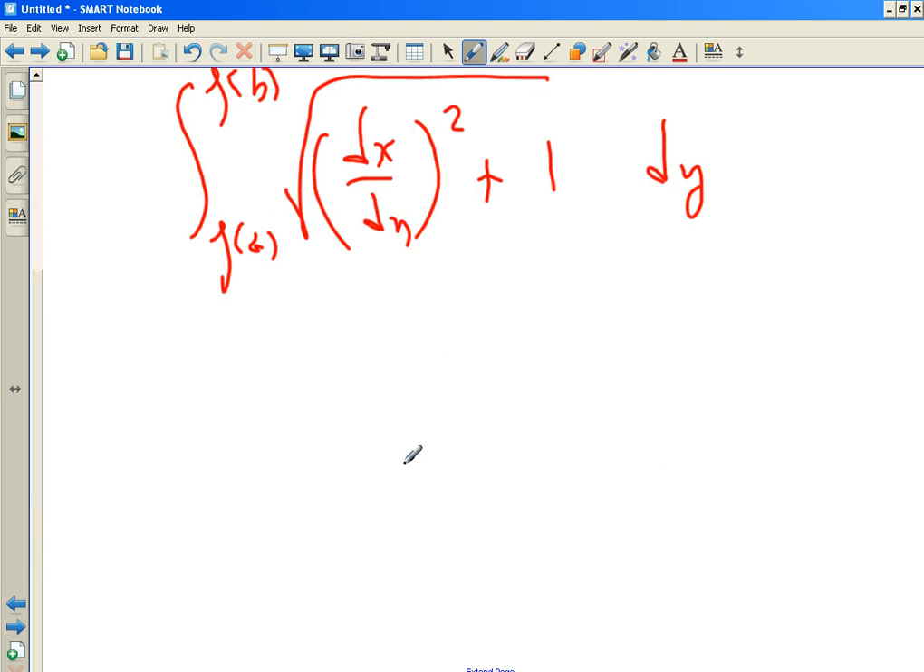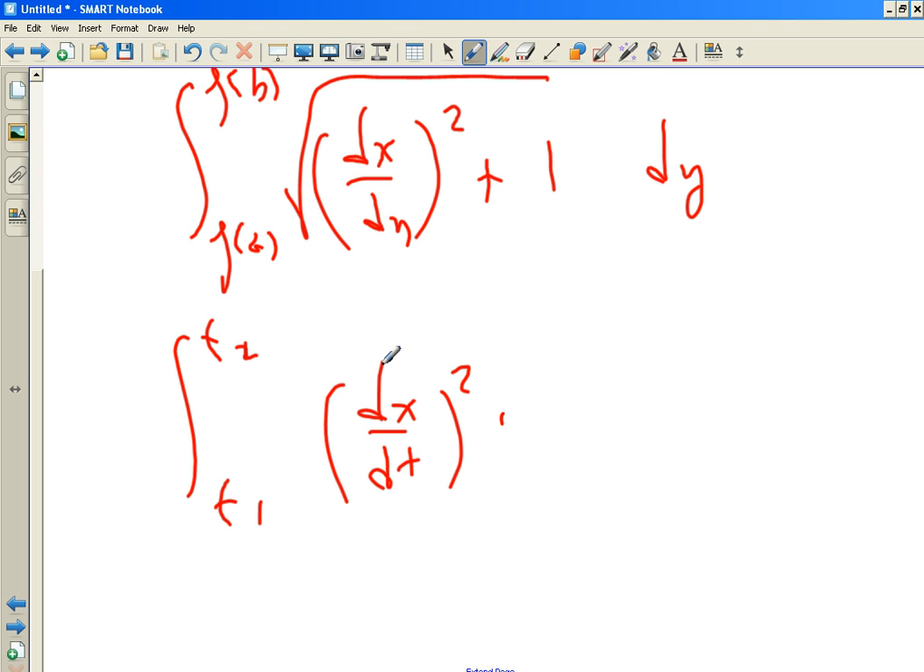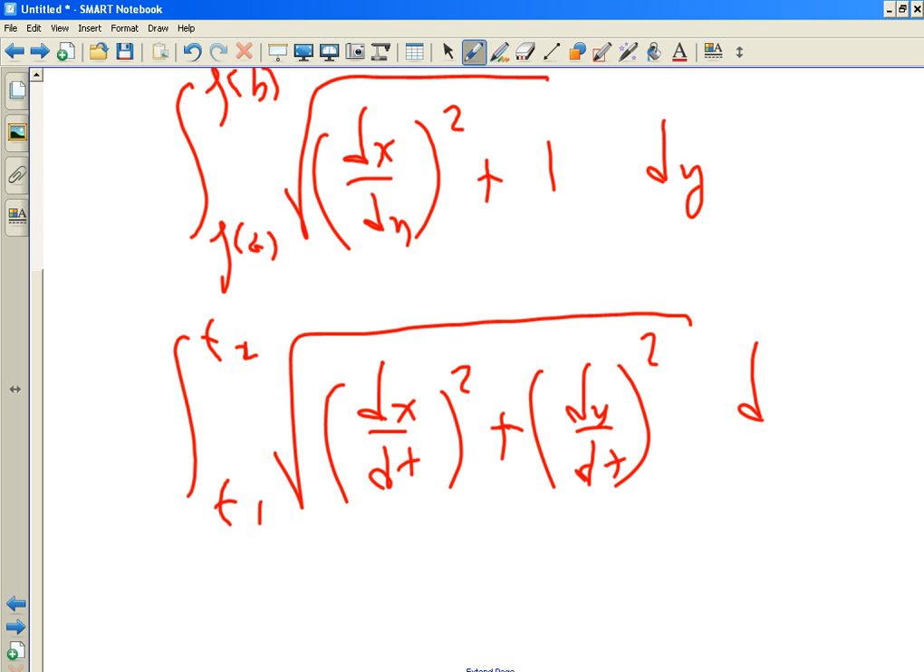Then we went crazy, and we did it parametrically. From t1 to t2, dx dt squared plus dy dt squared, square rooted, dt, right? And this is sort of what we did today. We went from theta min to theta max, dx d theta squared plus dy d theta squared, right? So could we write this in terms of r and theta instead? Of course we can. Sure we can.